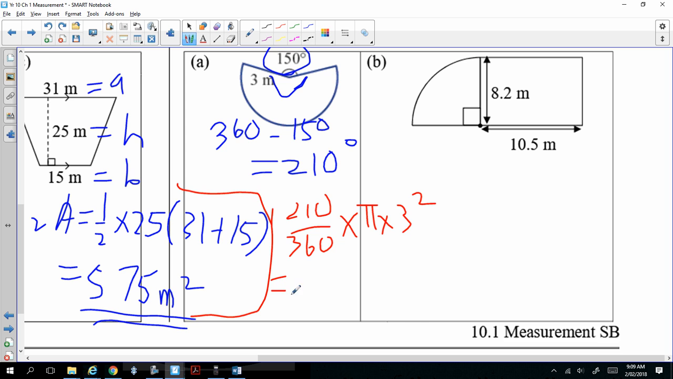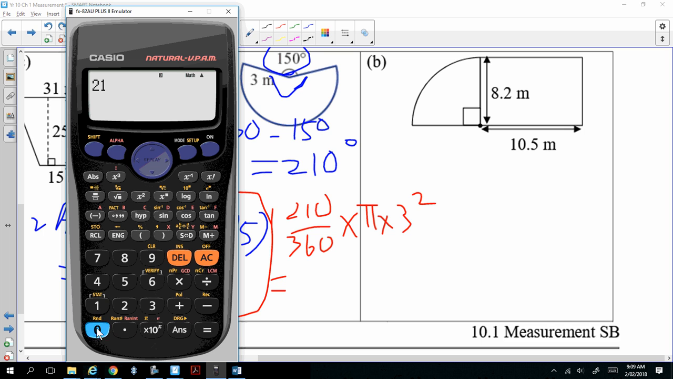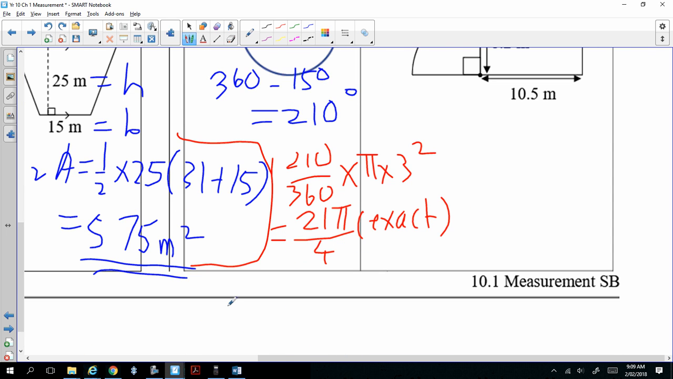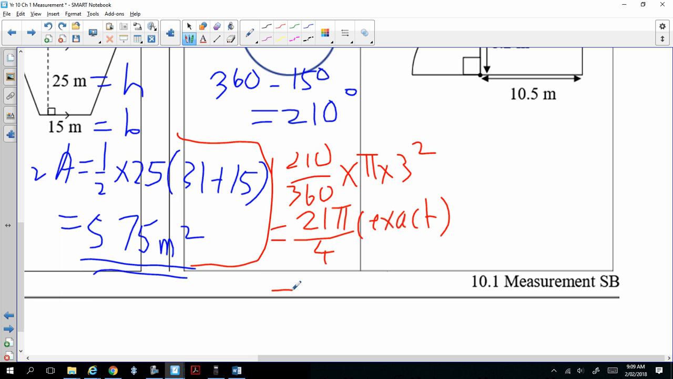Okay, let's leave it as an exact value first. So how do I do that as an exact value? You do 210 over 360 and then times by 3 squared. So you get 21 over 4. So you do not write the pi in, you just write 21 over 4 pi. That's your exact value. And to work out in 2 decimal places, you have to do the extra step of timesing by pi. On your calculator, you get 16.49, approximately equal to square meters.